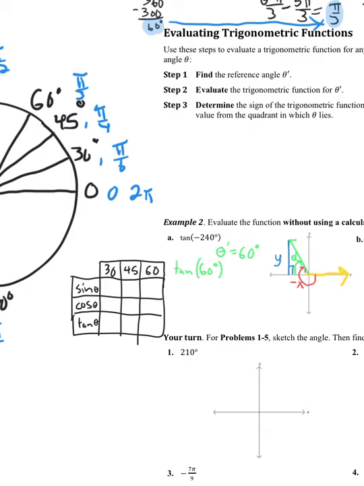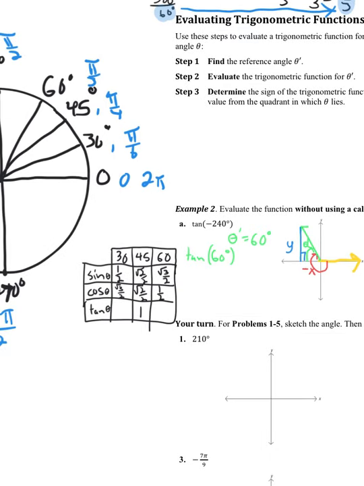these angles. So sine of 30 degrees was 1/2. Sine of 45 was root 2 over 2, and sine of 60 was root 3 over 2. Cosine of 30 degrees was root 3 over 2. Cosine of 45 was root 2 over 2, and cosine of 60 was 1/2. And then tangent. Tangent of 45 was 1.